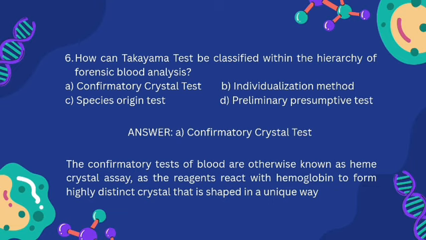The answer is option A, confirmatory crystal test, because confirmatory tests of blood like Takayama and Teichmann are also known as heme crystal assays, as the reagents that we use for the test react with the hemoglobin content in our blood to form highly distinct and uniquely shaped crystals.